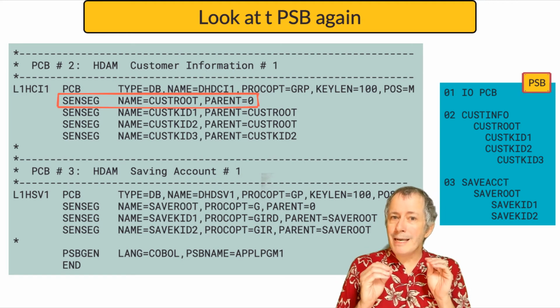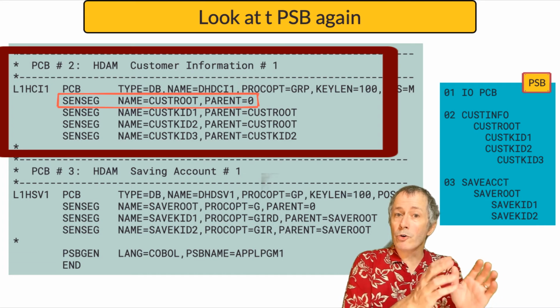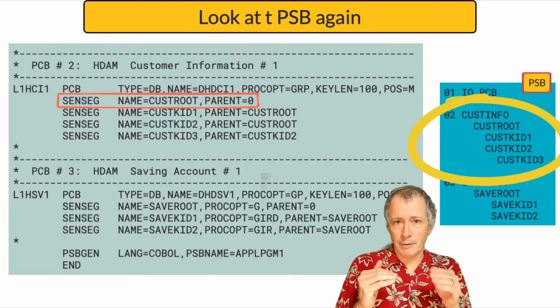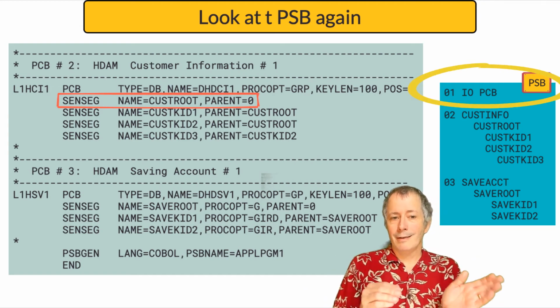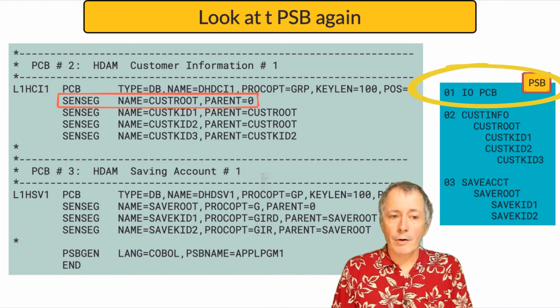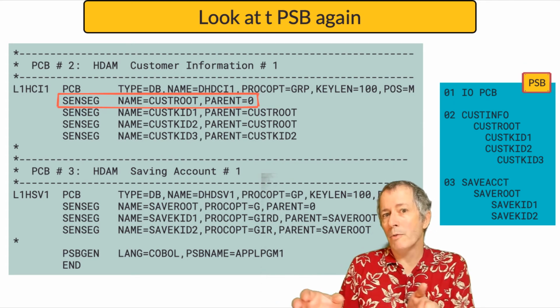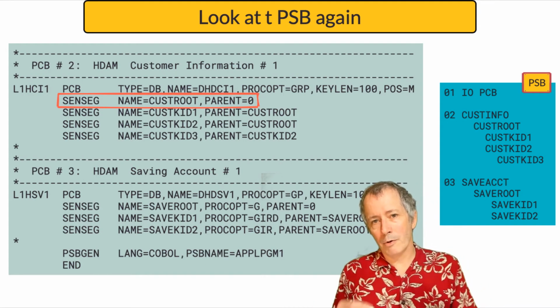Okay, let's take a look at the PSB again. Remember, the first PCB in the PSB is actually number 2, because IMS created a PCB for taking checkpoint. The I/O PCB is PCB number 1. Therefore, the customer info database becomes PCB number 2, and the savings account database becomes PCB number 3.